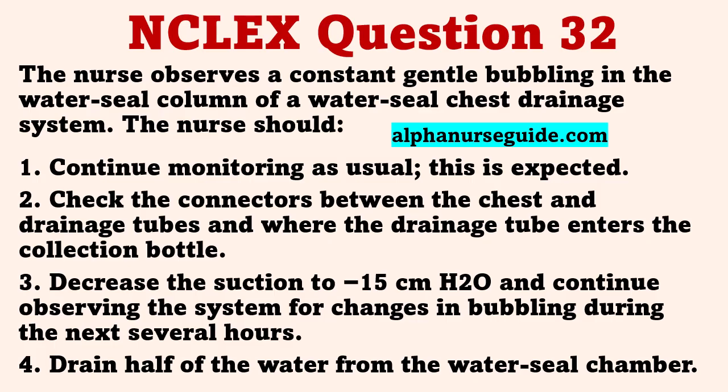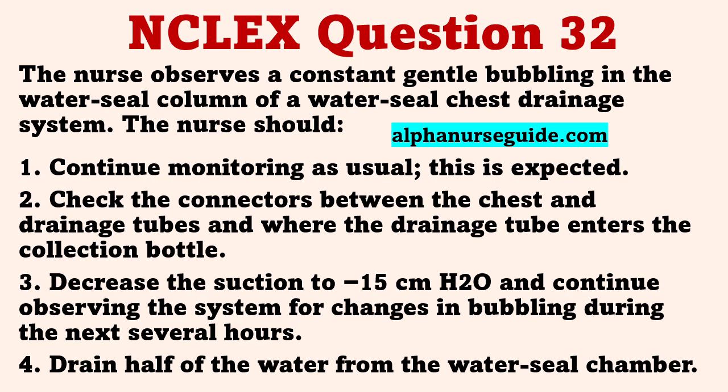The correct answer is 2. There should never be constant bubbling in the water seal bottle. Normally, the bubbling is intermittent. Constant bubbling in the water seal bottle indicates an air leak, which means that less negative pressure is being exerted on the pleural space. Decreasing the suction or draining part of the water in the water seal chamber will not reduce the leak.